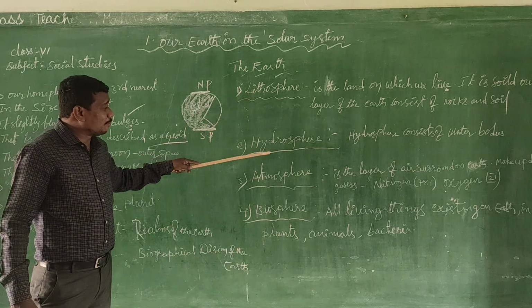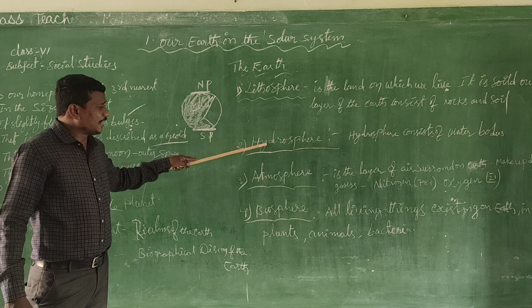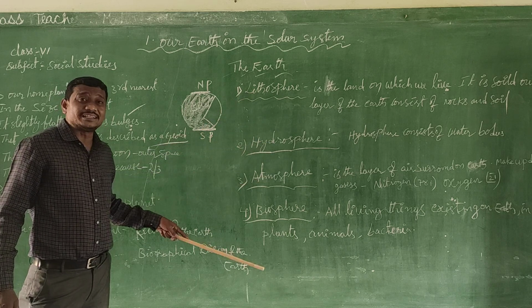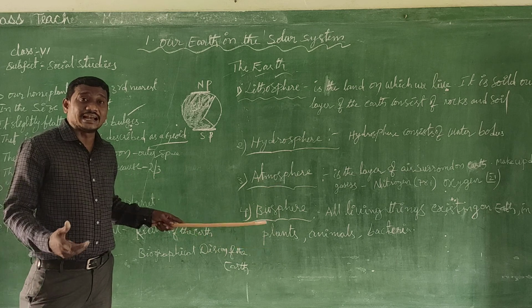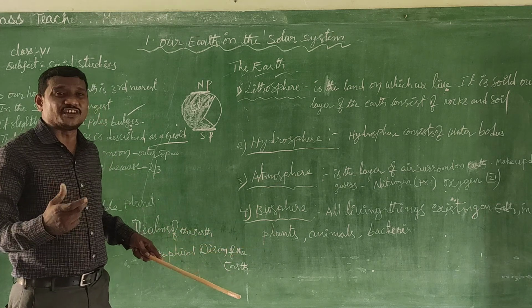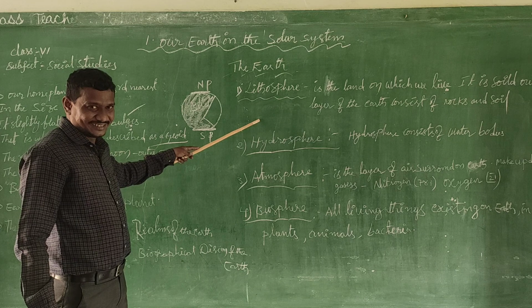The first three components, the lithosphere, hydrosphere and atmosphere, including the suitable climate, make up the life on the surface of the Earth.